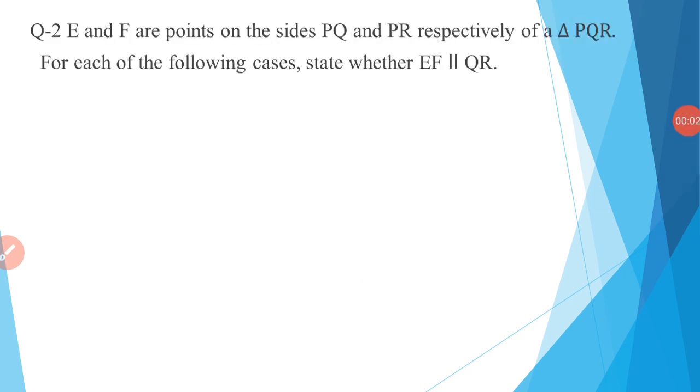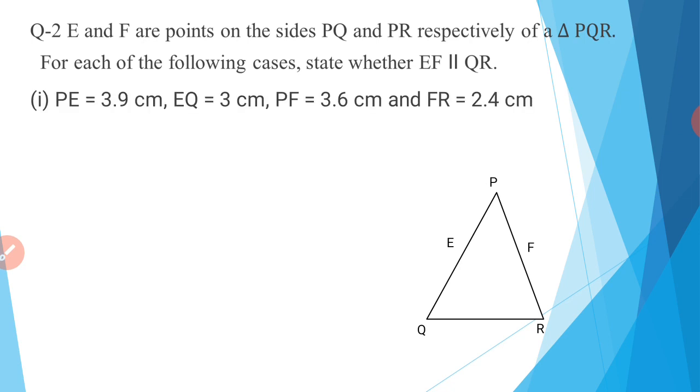Question 2. E and F are points on the sides PQ and PR respectively of a triangle PQR. For each of the following cases, state whether EF is parallel to QR. I have mentioned the figure of triangle PQR. Point E is on line PQ and point F is on line PR. Case number 1: PE 3.9 cm, EQ 3 cm, PF 3.6 cm and FR 2.4 cm.